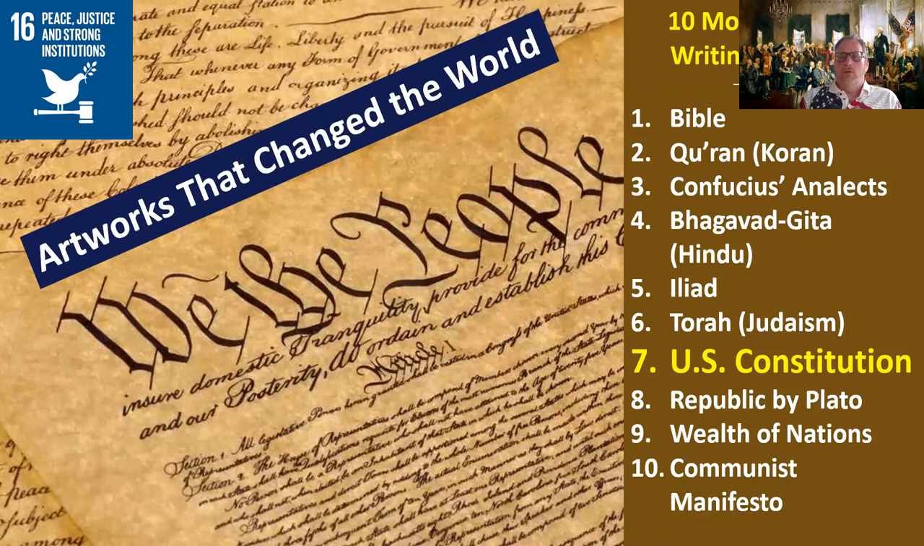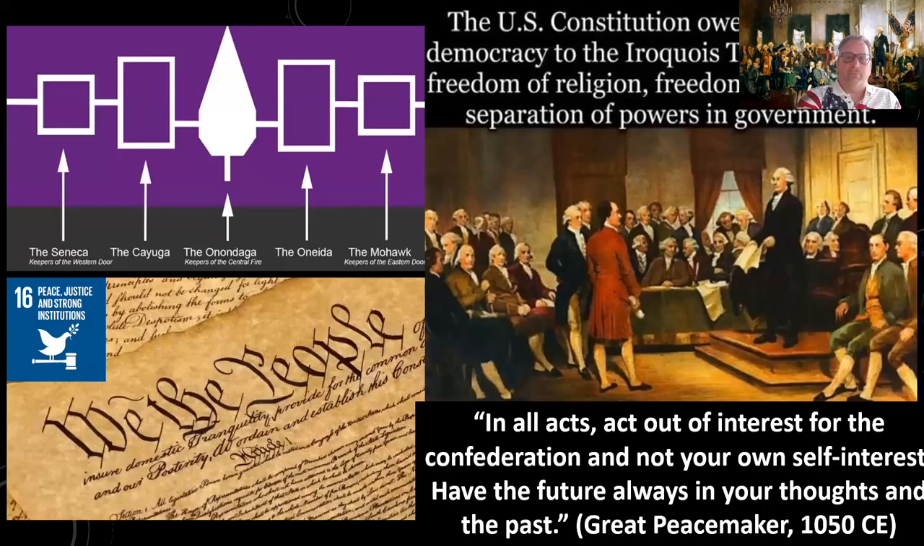Number 1 is the Bible, followed by the Quran, followed by the governing body in China throughout most of its history, Confucius's Analects, the Bhagavad Gita, which sends the aspect of Hindu religious worship, the Iliad, founding the Western Empire tradition. Number 6 is the Torah. Number 7, the United States Constitution, the Republic by Plato, the Wealth of Nations, the idea of capitalism, and the Communist Manifesto, the other basic economic policy that we've been trying to go back and forth between for the last 150 years by Karl Marx.